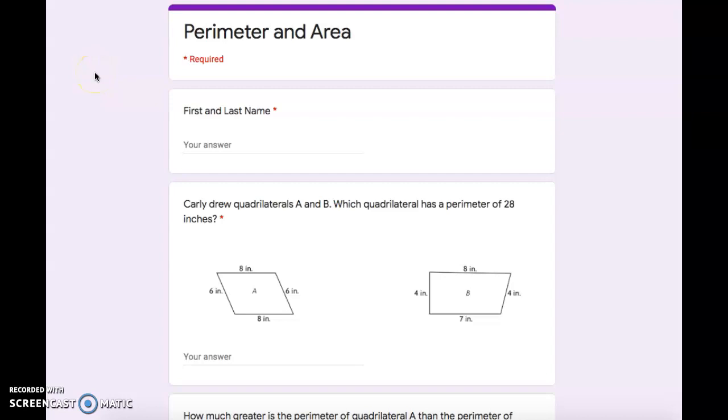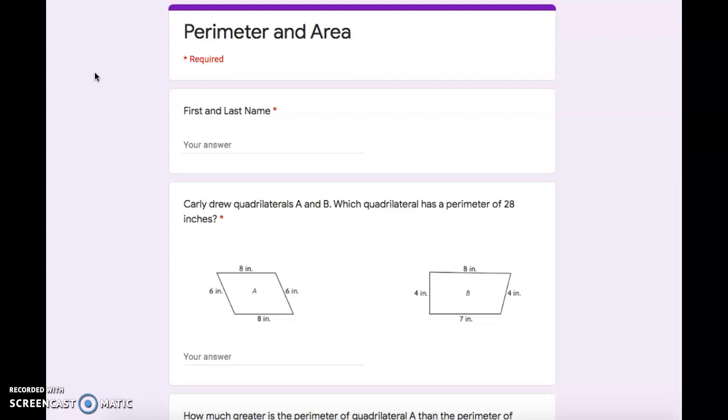Hey guys, at this time I'm going to read the perimeter and area worksheet that we have, and I want to read it to you just as we would if we were in class. So feel free to pause the video and work out your problems on your scratch paper, and then you can go back in and input the answers or however you would like to do it. So we'll start with number 1.